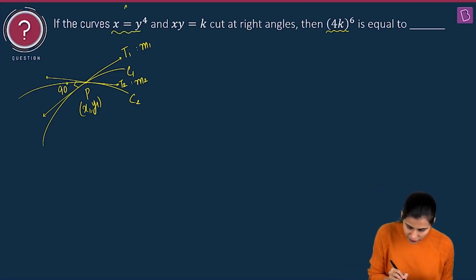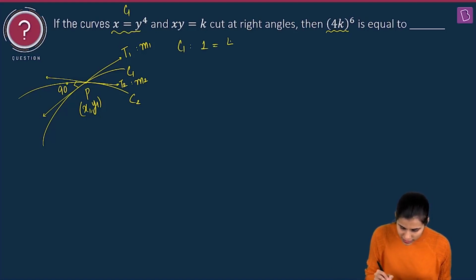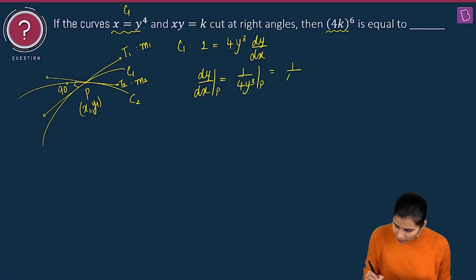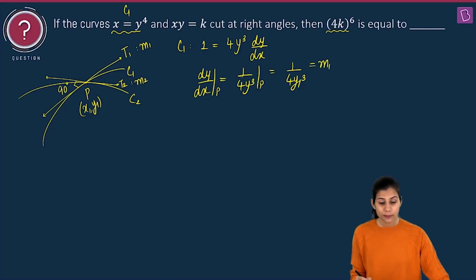This is my first curve. Differentiate both sides with respect to x. What do you get? 1 equals 4y cube dy by dx. So dy by dx comes out to be 1 by 4y cube. At point P, this gives you 1 by 4y1 cube, which is my M1. M1 computed.